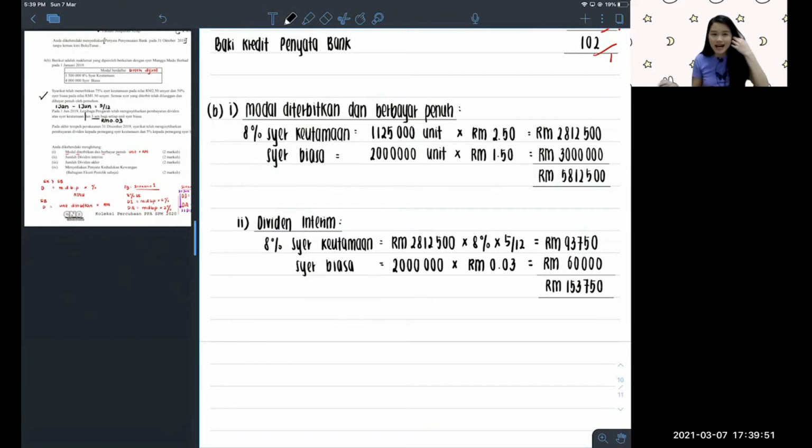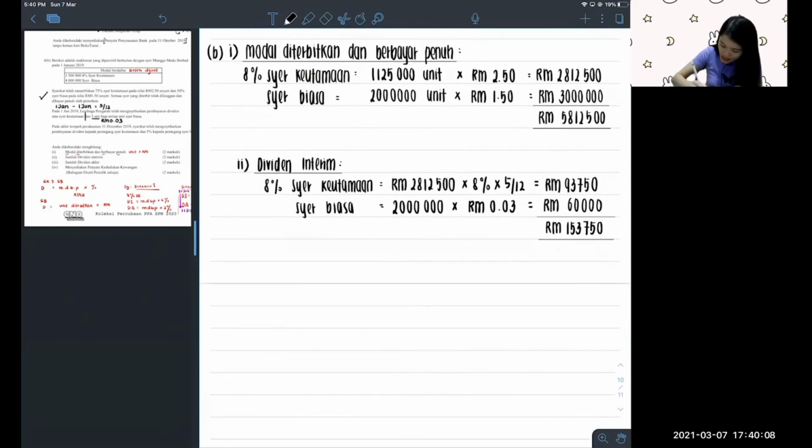See, nothing much and nothing hard about it as long as you know, you recognize the sentence, okay? If they didn't tell you how much for SK, then definitely it's full percentage, but you need to take tempo. You count from the starting date they pay until the dividend interim given.